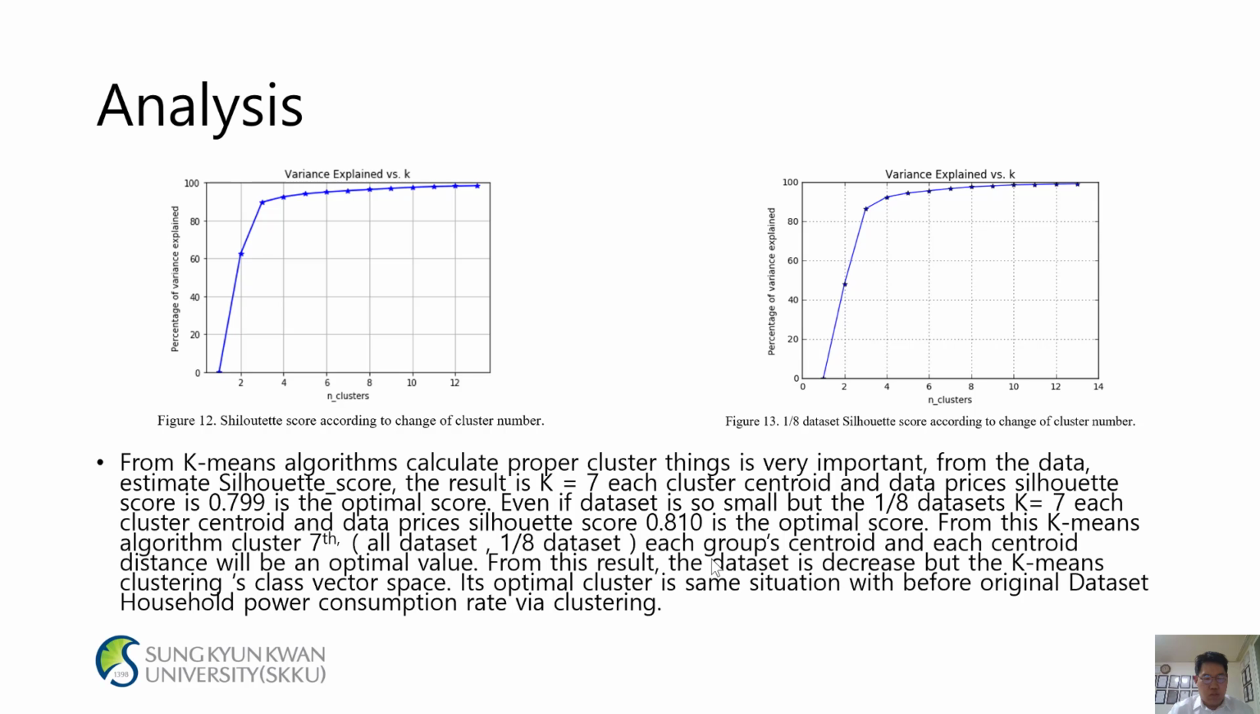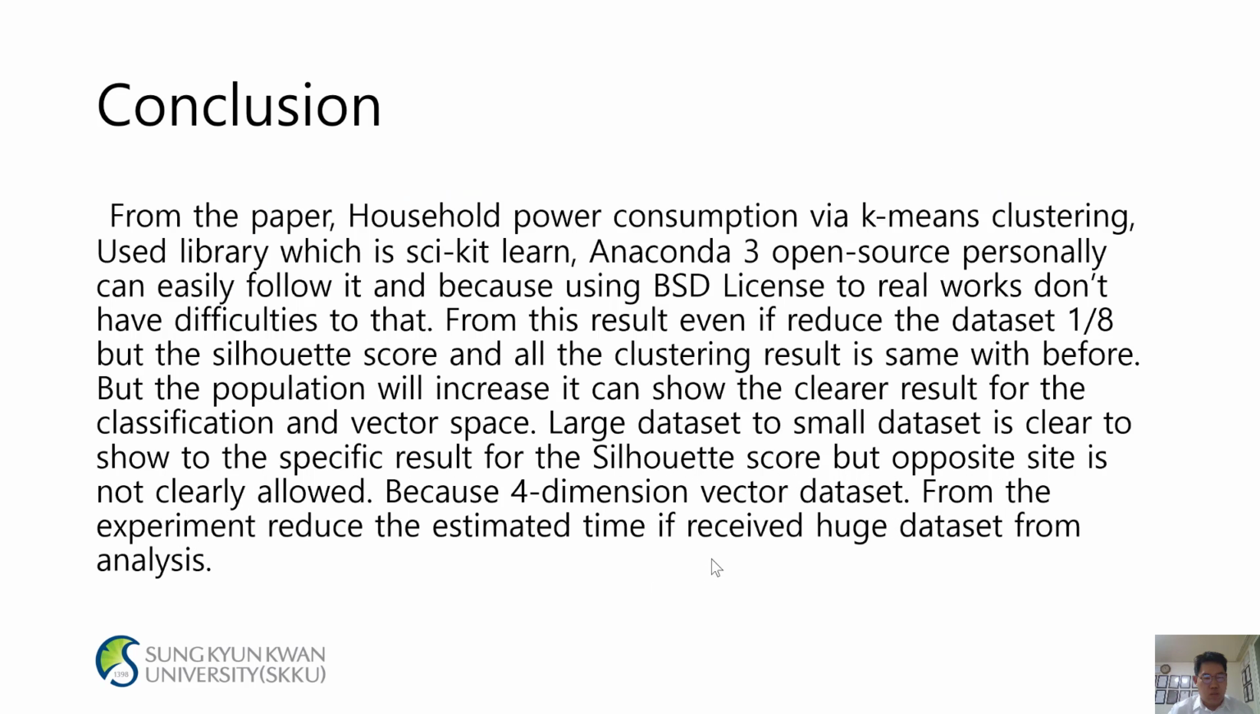From this K-means algorithm, with 7 clusters for the A per 1 dataset, each group's centroid and each cluster distance will be an optimal value. From this result, the dataset decreases, but the K-means clustering keeps the class vector spaces. Each optimal cluster is the same situation as before with the original dataset of household power consumption rate via clustering.